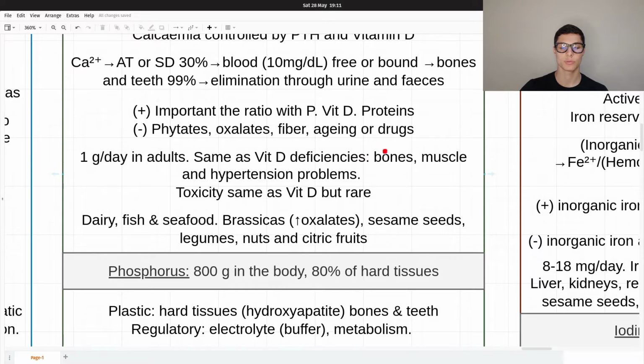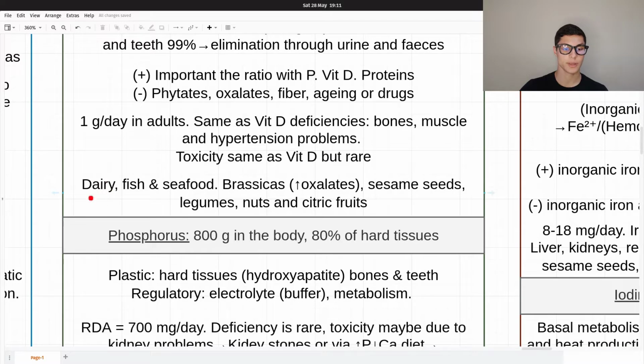A deficiency can cause bone problems, muscle problems, and hypertension problems. The toxicity is the same as with vitamin D, but it's very rare. We can find calcium in dairy, fish, seafood, and brassicas, but they are also high in oxalates, which are an inhibitor of the absorption. Also sesame seeds, legumes, nuts, and citrus fruits.